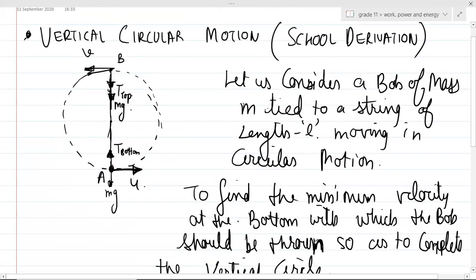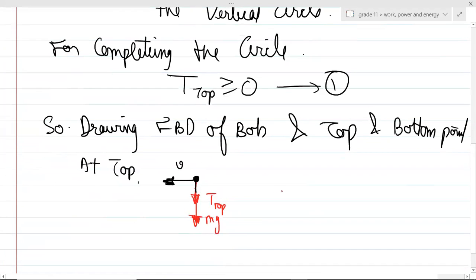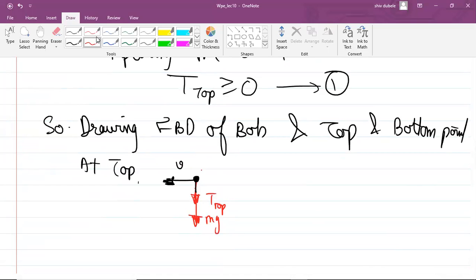Now for this particular thing, I told you the tension will be different at different points. Let's say the tension at bottom is T bottom and tension at top is T top. At the topmost point, mg will be acting down, and T top also will be acting toward the support, because in all cases the support will be at the center. When it is at the bottom, the tension will be acting upwards and mg will be acting downwards. So basically we are trying to draw the free body diagram at different places.